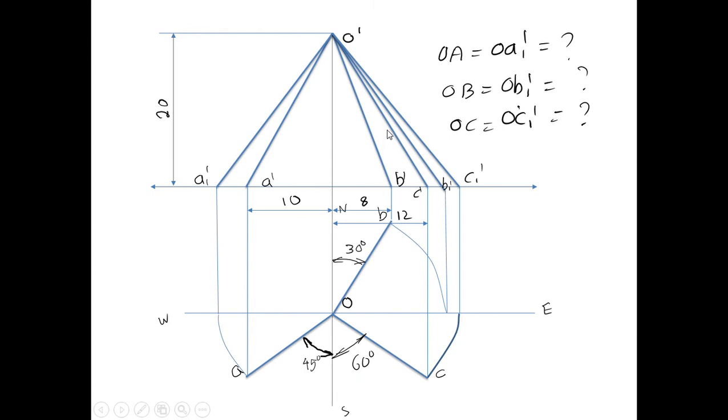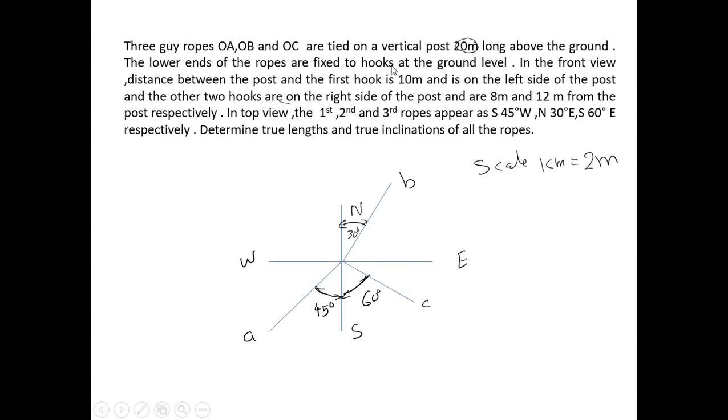Now what is given in the question? It is given that a post is of length 20 meter and it is supported by 3 ropes.